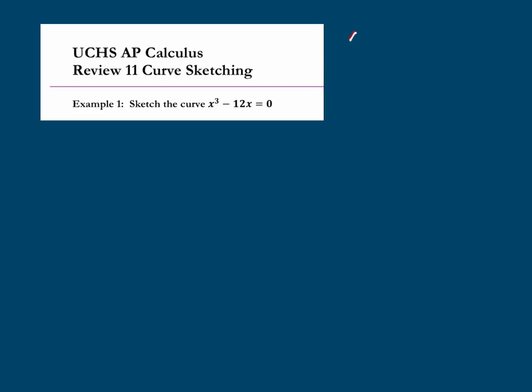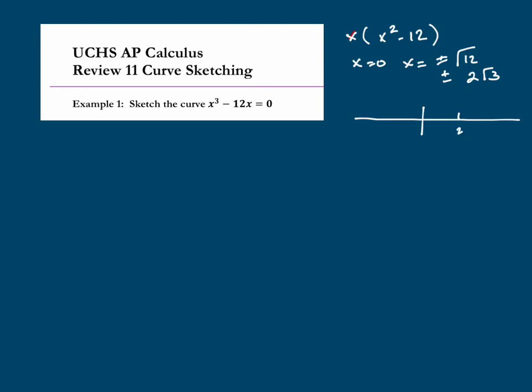We can factor out an x, and we get x squared minus 12. So we know that x equals 0, and x equals plus or minus the square root of 12, or plus or minus 2 square root of 3. So if we were going to sketch this just using end behavior, we could. So let's just make that 2 square root of 3 and negative 2 square root of 3.